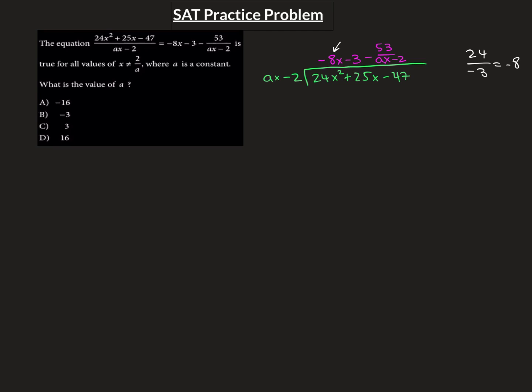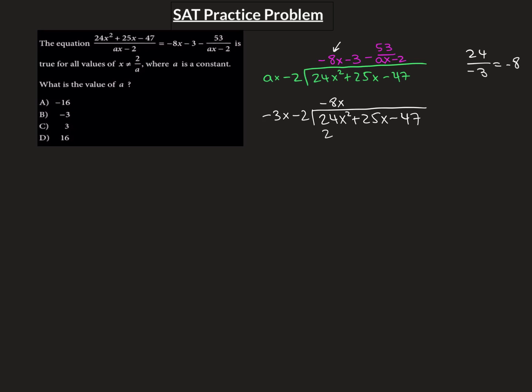And that's equal to our value up top here. So if we were to sub in −3 for a, we have −3x − 2 dividing into 24x² + 25x − 47. Let's see if we get −8x − 3 − 53 over −3x − 2. So first, how many −3x's can go into −24? We'll just put −8 and then x to get that squared.